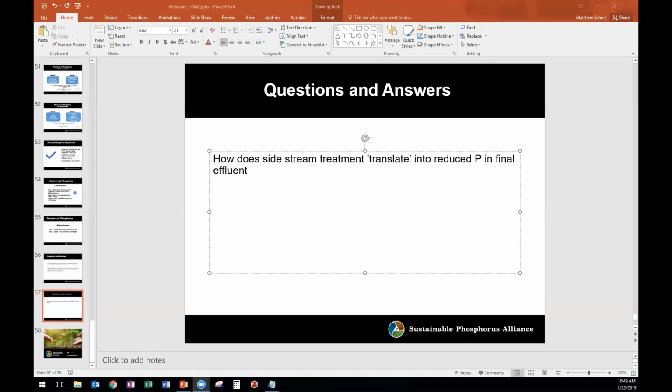Hopefully you guys can see this. So the first question is, how does side stream treatment translate into reduced P in final effluent? Raju, if I could take that. We identified at the facility, in meeting the 0.2 discharge that we're currently performing to, that 40% of our soluble phosphorus load was in recycle from the digested sludge. So by interrupting that 40% recycle back into the facility, we would be able to increase the P reduction capacity within the plant and not have to add conventional processes.